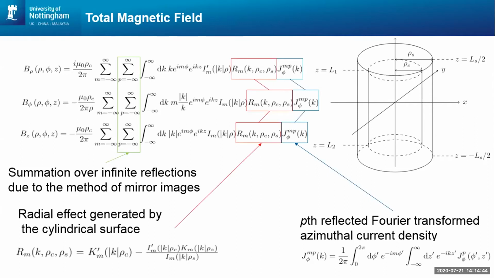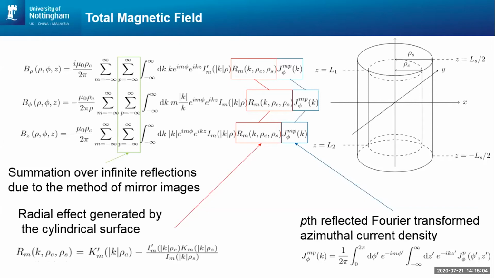But as well as that, we can see the radial effect generated by the cylindrical surface, where the modified Bessel function of the second kind, K, relates to the magnetic field generated by the cylindrical coil, and the combination of the modified Bessel functions relate to the cylindrical surface of the magnetic shield.